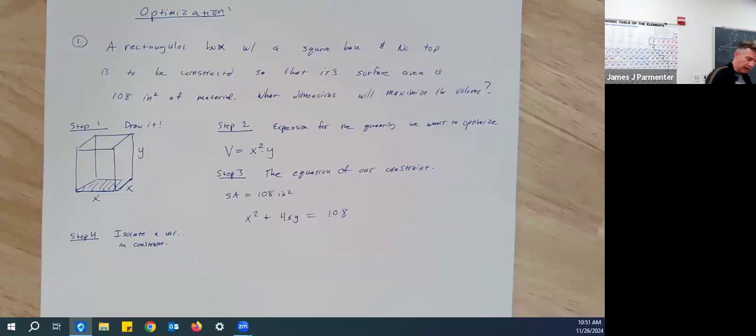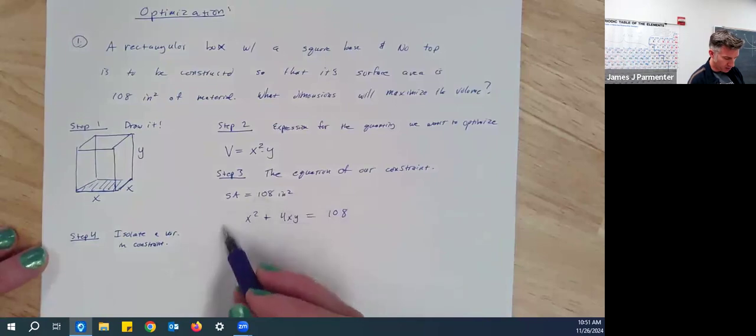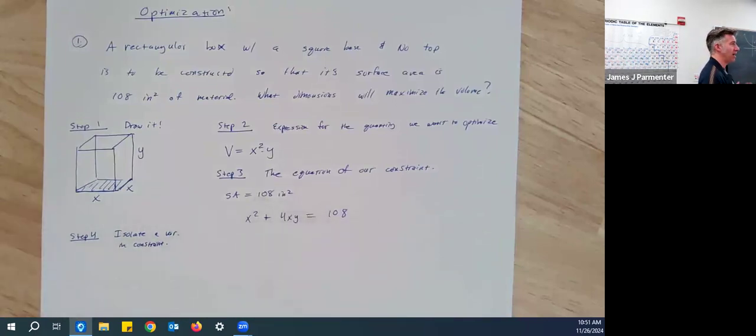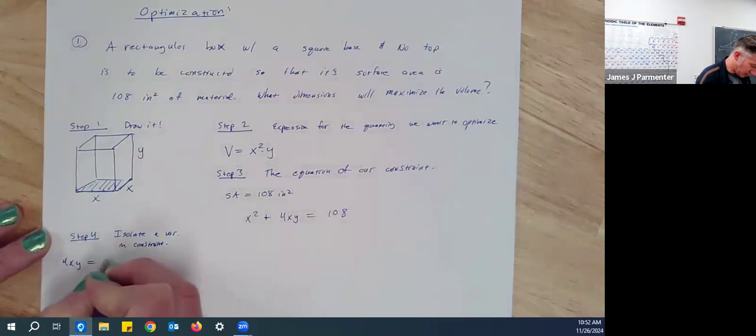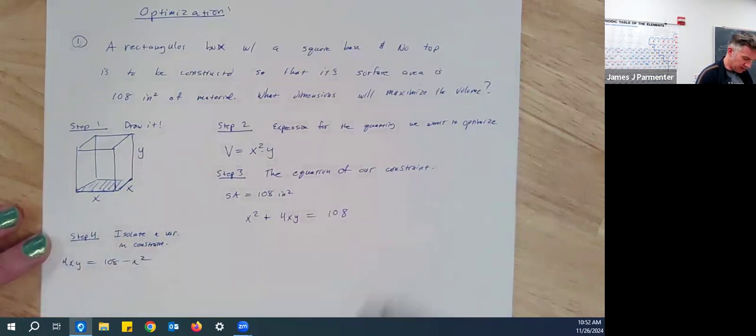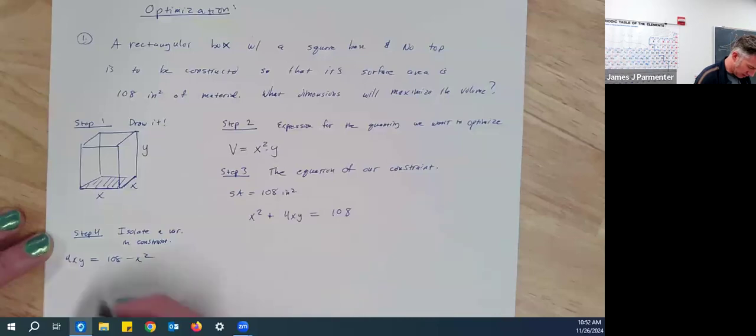Okay, so in our constraint equation, we could isolate either variable, either x or y. Sometimes it's just as easy one way or the other. Sometimes, like this case, it's much easier to make one choice versus the other. So if you see multiple x's and only one y, we should try to isolate y because it's going to be easier. So here we're going to say, okay, 4xy equals 108 minus x squared, and then divide everything by 4x. So y equals 108 minus x squared divided by 4x.